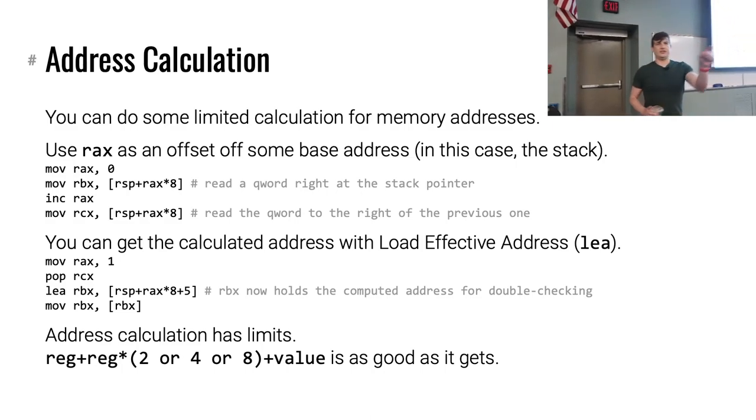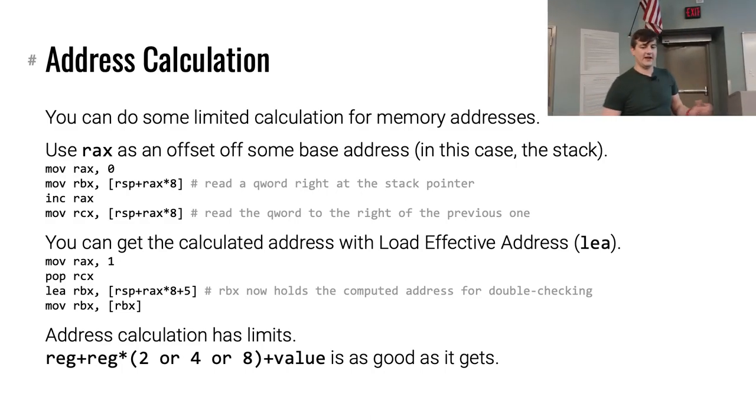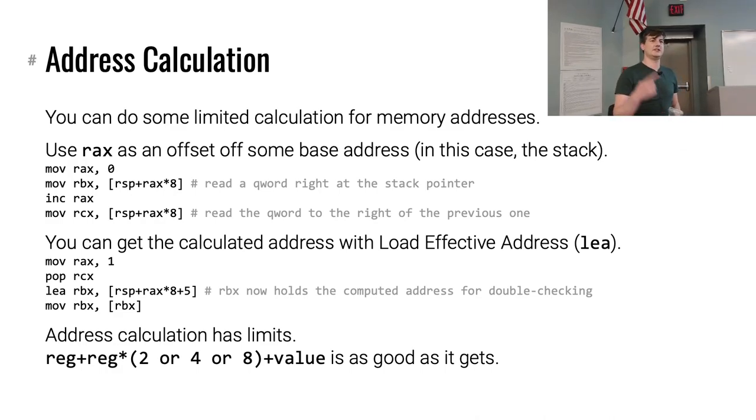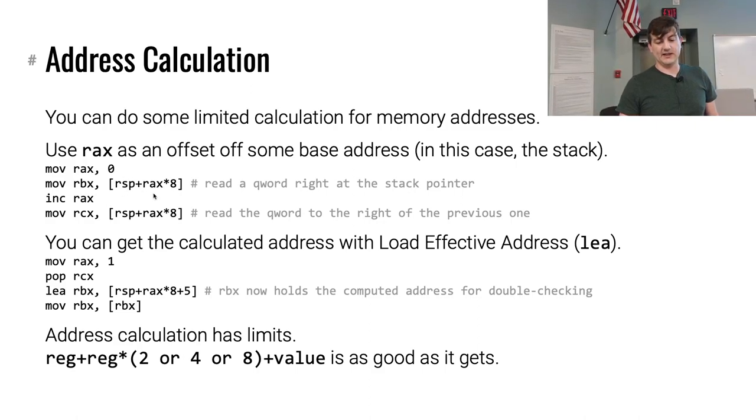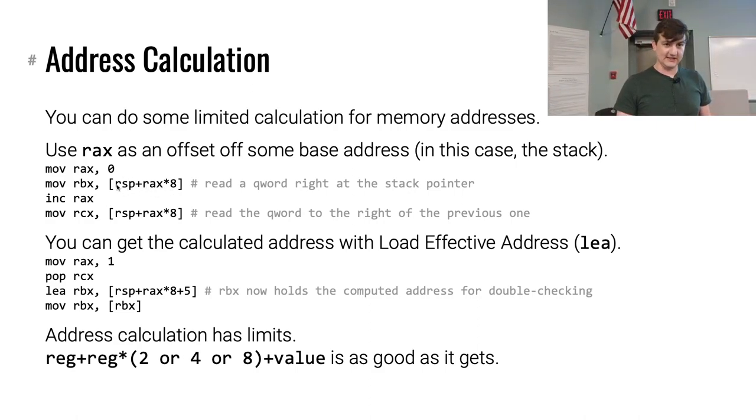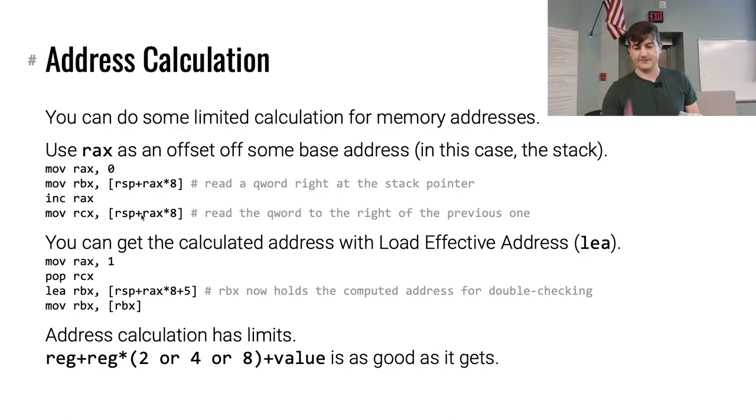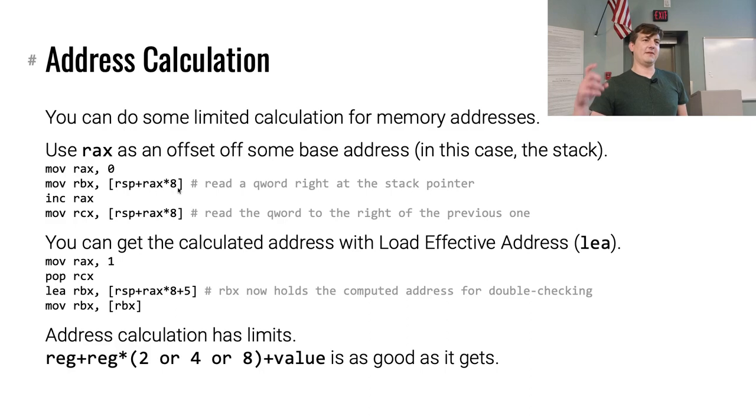You can also do some cool stuff. You don't have to always just get memory directly from a specific value in a register. You can actually perform some computations on that value. So for instance, and this is pretty limited, it starts with the initial address, so in this case it'd be RSP, usually plus some offset, like 5 here, and then plus another register times a value. We'll talk about why in a second. So here we're moving 0 into RAX, and then we're moving from the stack plus RAX times 8, whatever that memory location is, into RBX, incrementing RAX.